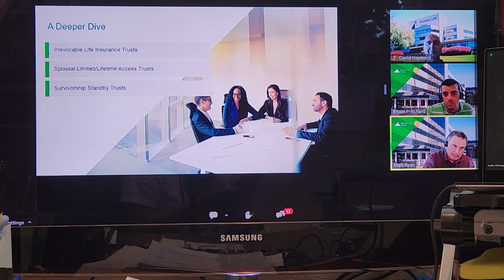We're going to take a look at the irrevocable life insurance trust. We're going to take a look at the spousal lifetime access trust. And then finally, we're going to take a look at the survivor standby trusts.